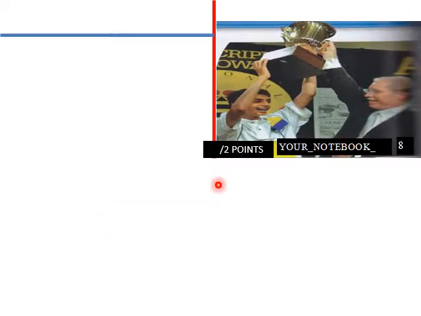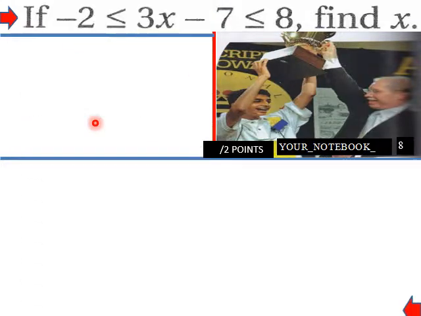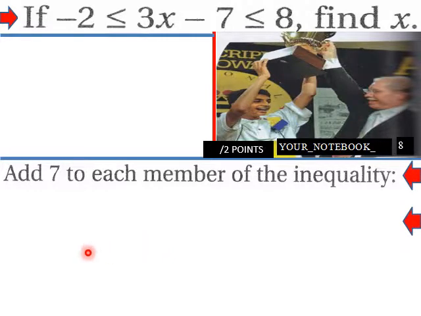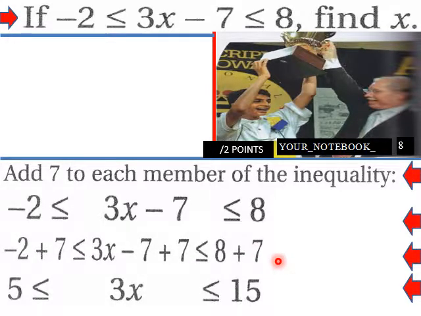Notebook page. So for example, here we have a compound inequality. Add 7 to each member of the inequality. We want to get rid of this 7, so we add it here and we add it there. So now we have 5 is less than or equal to 3x is less than or equal to 15.